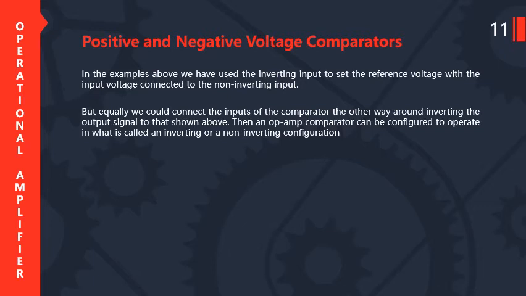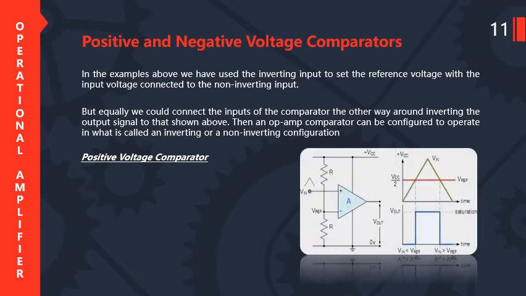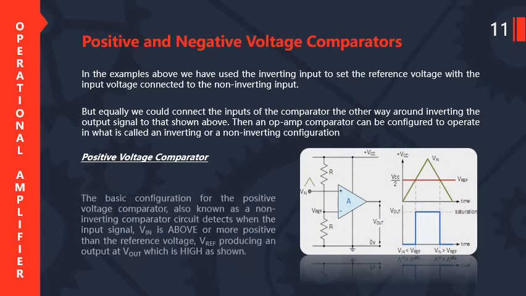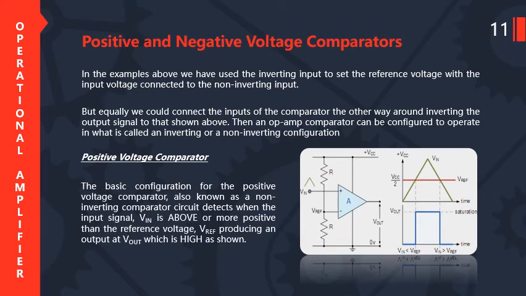Then an operational amplifier comparator can be configured to operate in what is called the inverting or non-inverting configuration. So the first one is called the positive voltage comparator. This is the circuit diagram for the positive voltage comparator circuit. The basic configuration for the positive voltage comparator, also known as a non-inverting comparator circuit, detects when the input signal Vin is above or more positive than the reference voltage.